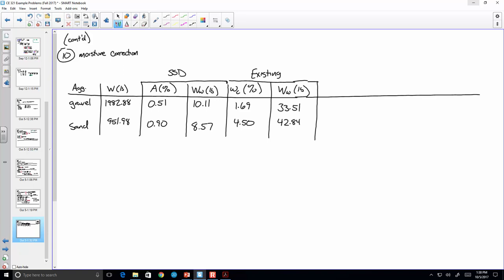Okay. So would you agree that there's excess water in the mix? Because the aggregate that we're using, for lack of a better term, is a little on the soggy side. Make sense? Okay. So how much? Okay. What's the change in water?